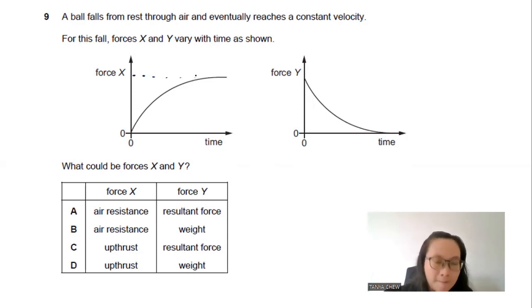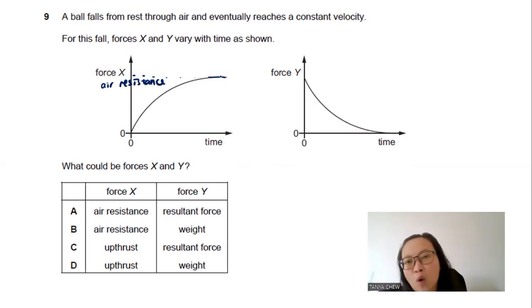So the force here must be air resistance, because air resistance forces the graph to be this way, because the air resistance will increase to a maximum value. It cannot increase more than the weight of the ball. So it will reach a static value here.